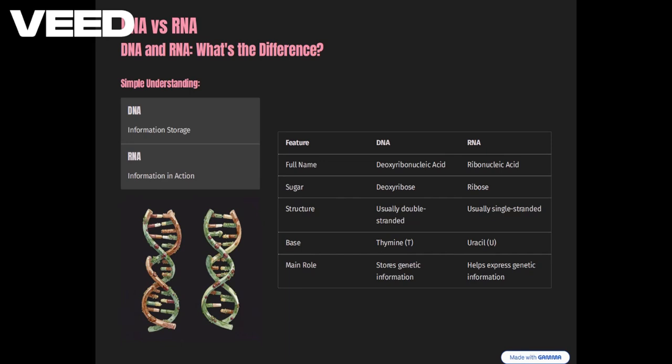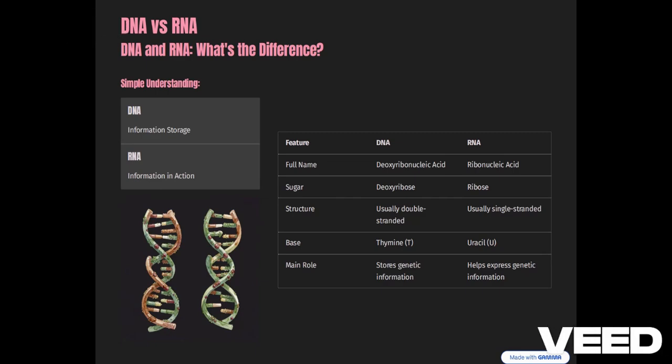Now let's compare DNA and RNA. DNA stands for deoxyribonucleic acid, while RNA stands for ribonucleic acid. DNA contains deoxyribose sugar, whereas RNA contains ribose sugar. DNA is usually double-stranded, while RNA is usually single-stranded. DNA uses thymine, whereas RNA uses uracil, and their major functions are also different.